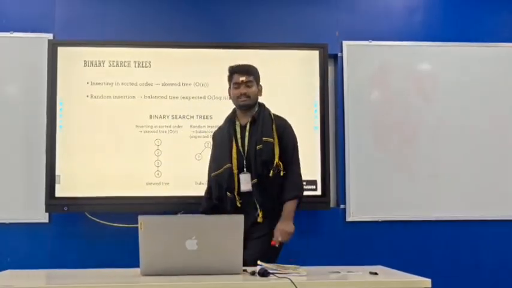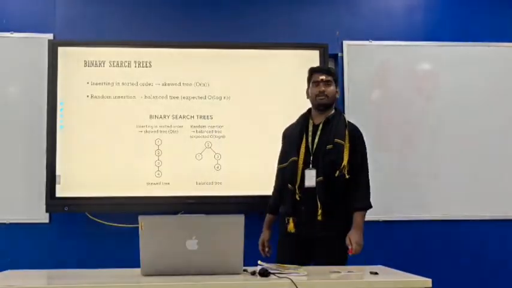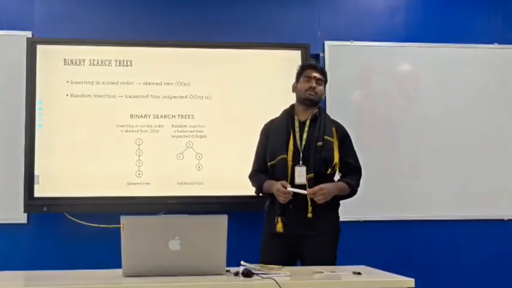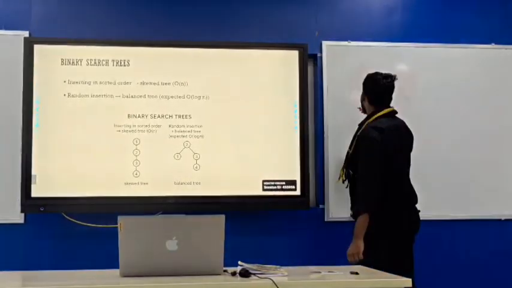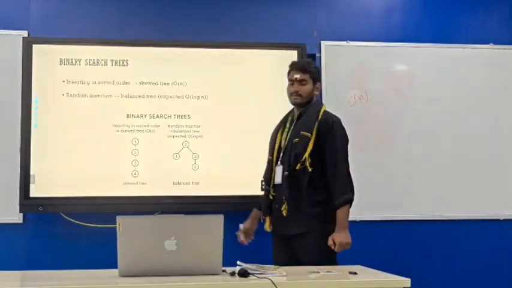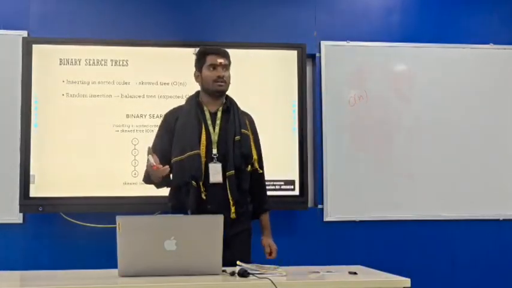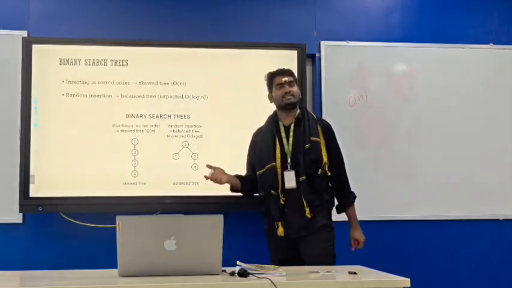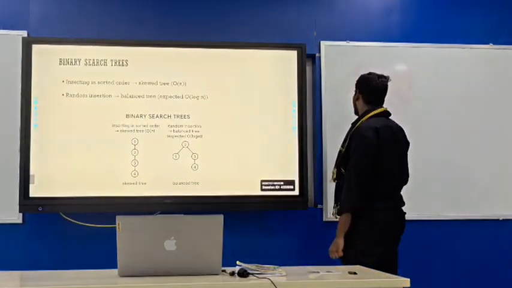If we insert elements in sorted order, the binary search tree becomes a straight line, known as a skewed tree, and the time complexity is big O of n. And if elements come in random order, then the tree stays balanced and operations take time complexity big O of log n.